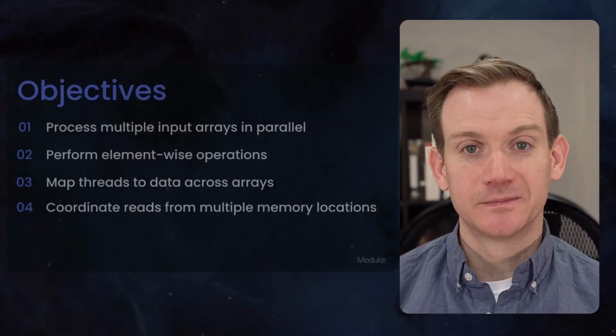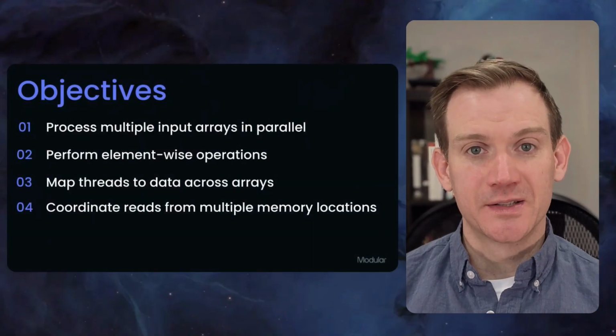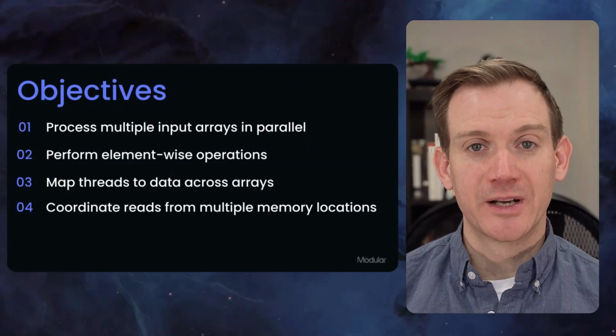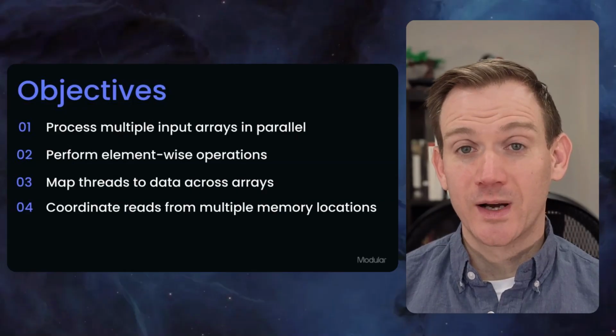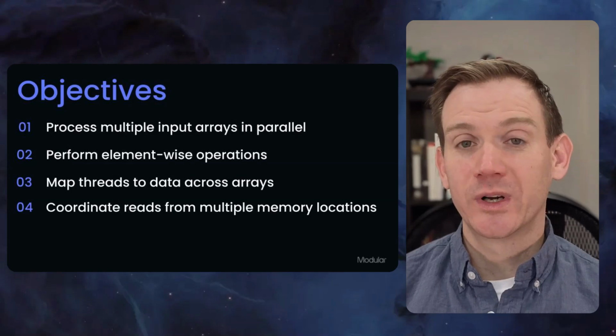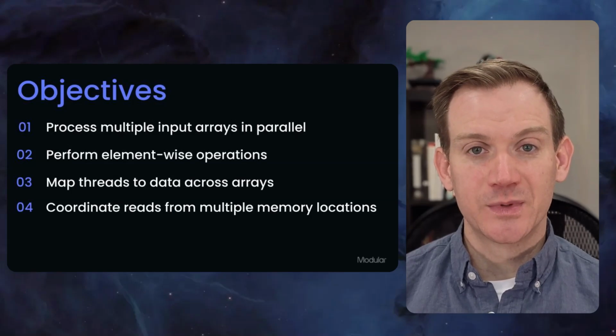By the end of this tutorial, you'll understand some key concepts, like processing multiple input arrays in parallel, how to handle more than one input source in a single GPU kernel, element-wise operations with multiple inputs, performing operations that combine corresponding elements from different arrays, thread to data mapping across arrays, that's how each thread accesses the same index position across multiple arrays, and memory access patterns with multiple arrays, understanding how threads coordinate reads from multiple memory locations. These skills are fundamental because real-world GPU programming almost always involves processing multiple data sources together.